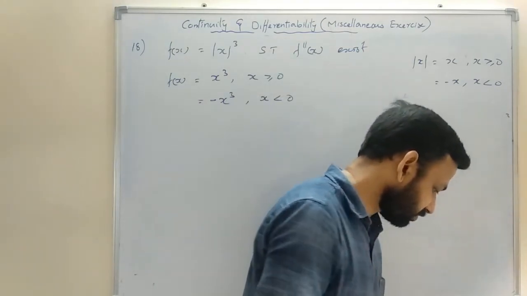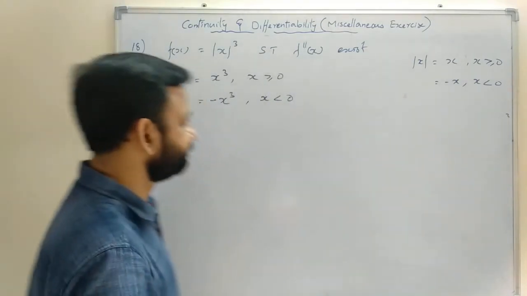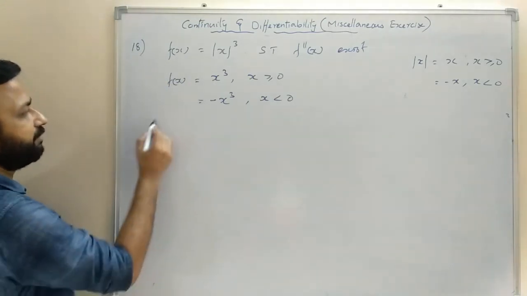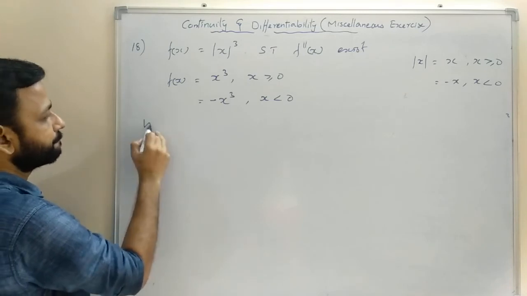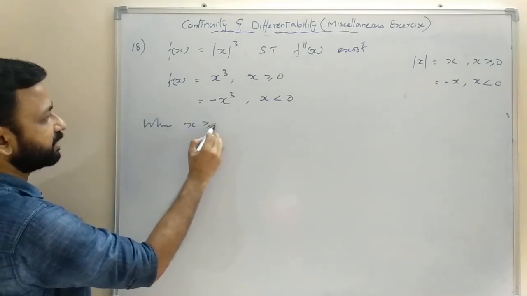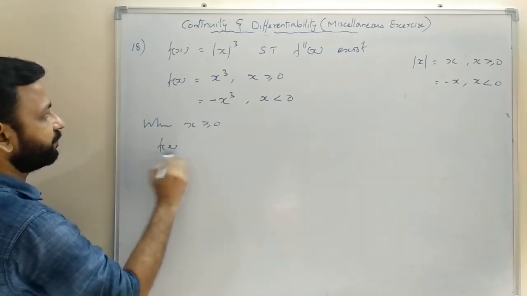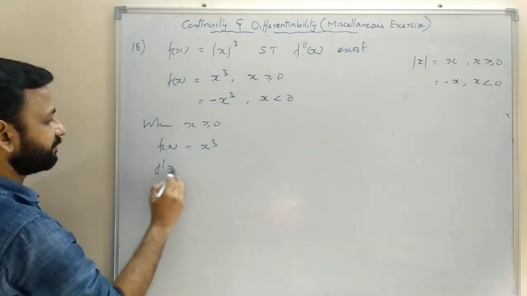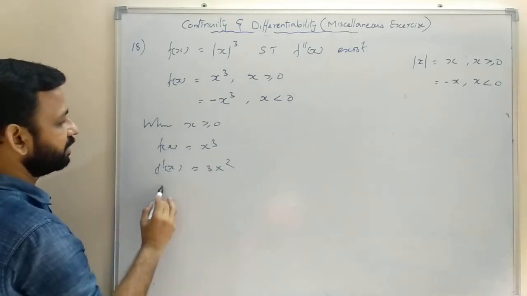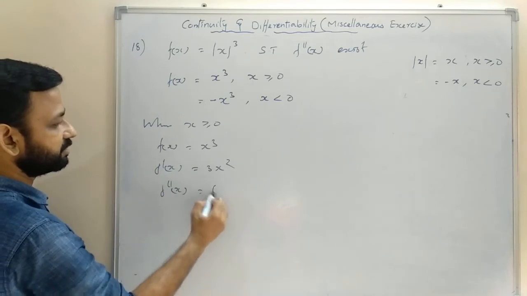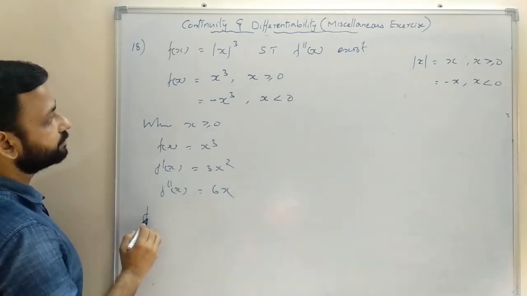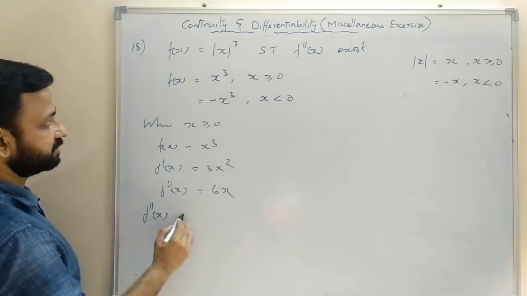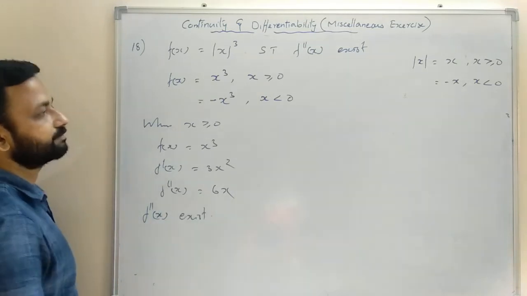Now we can find the derivative. Our question is to show that f double dash x exists. Then we will find f dash x. We have two cases. When x is greater than or equal to 0, f of x is equal to x cube, f dash x is equal to 3x², f double dash x is equal to 6x. So we can write f double dash x exists.